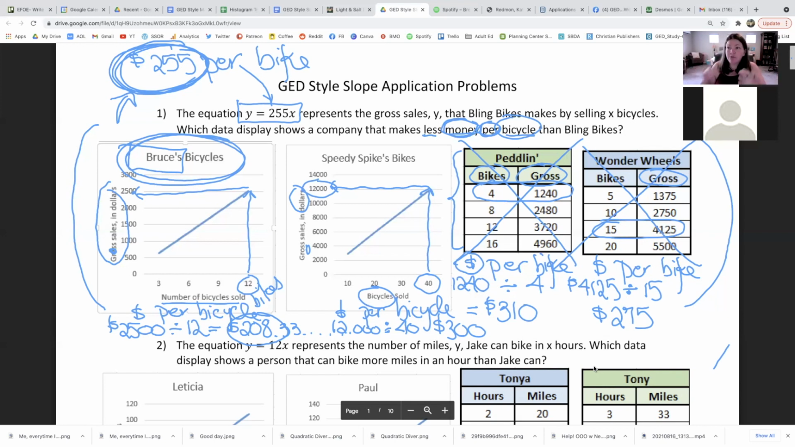We saw it in a word problem. Then we see it in an equation. They gave us the equation here. So we had to recognize that the number multiplying with X is slope.